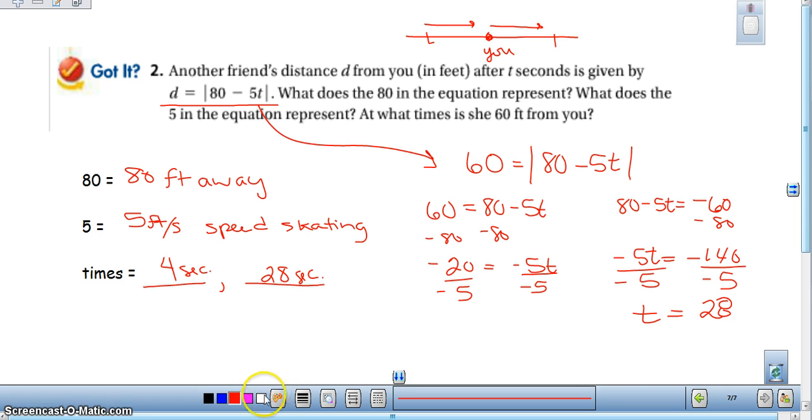We will talk more about these in class tomorrow and go through more examples with your absolute value as you practice.